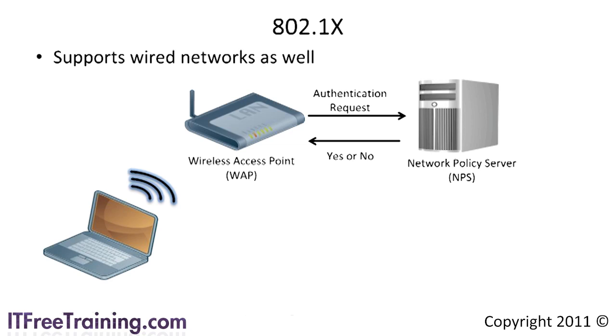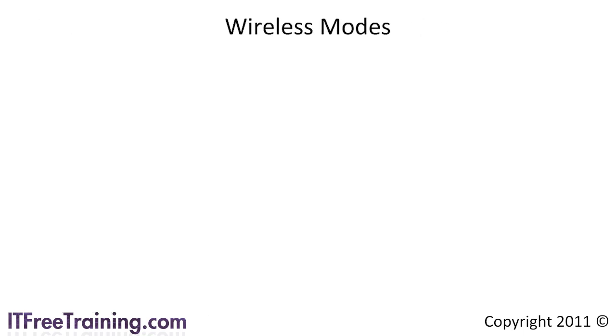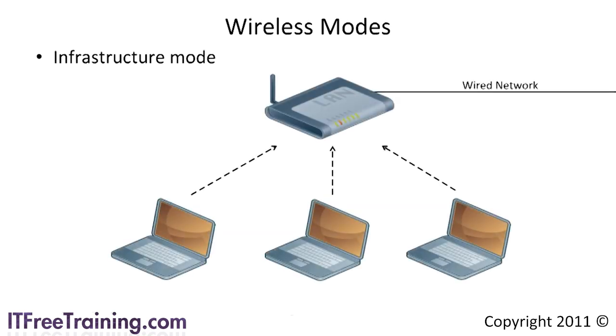Wireless networks operate in one of two modes. The first is infrastructure mode. Infrastructure mode works like a hub or a switch. The clients connect to the wireless access point, which is connected up to a wired network. This is the most commonly used mode for wireless and is relatively easy to set up.